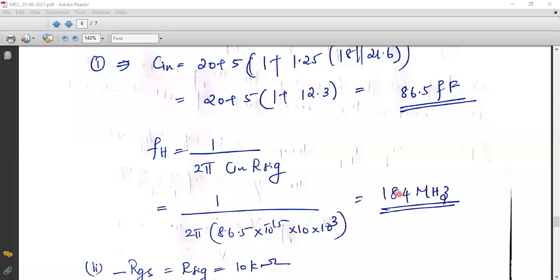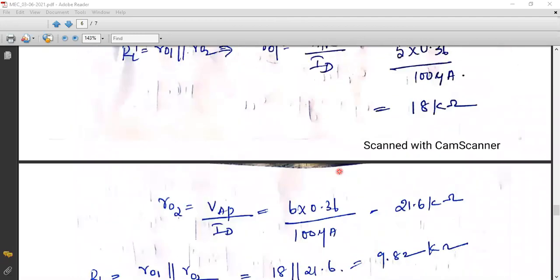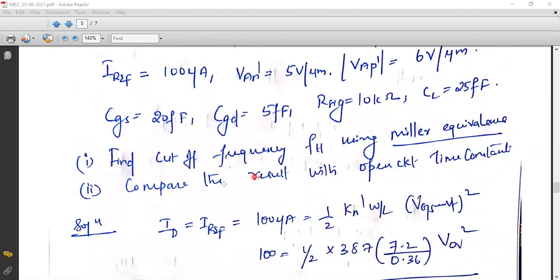Anyone got the same answer, students? Please respond. Did you get 184 megahertz? Yes, sir. Okay. Now coming to the second part.